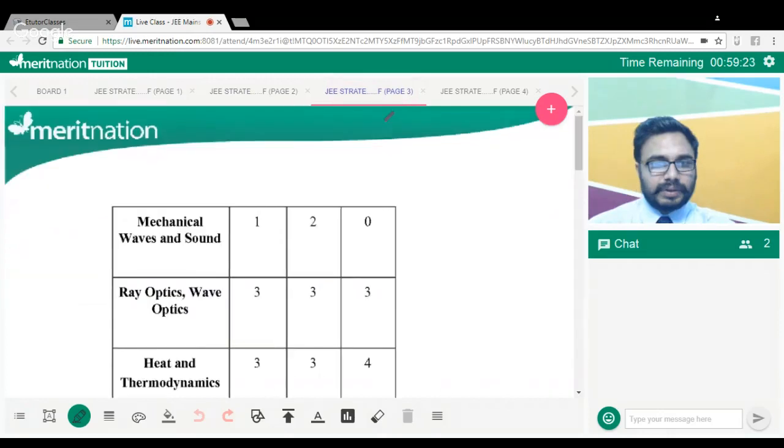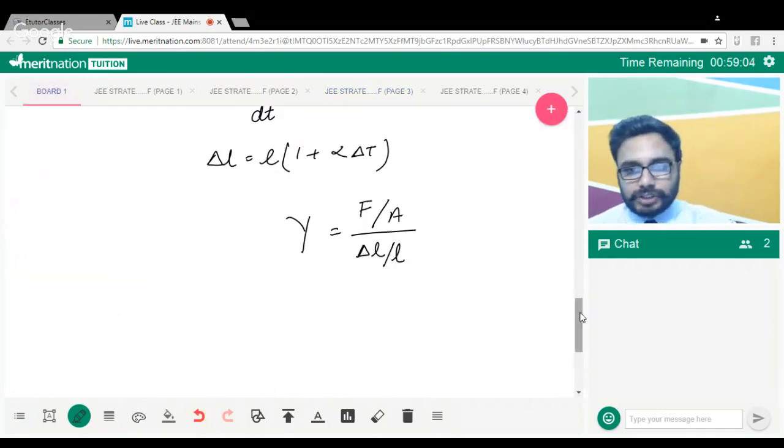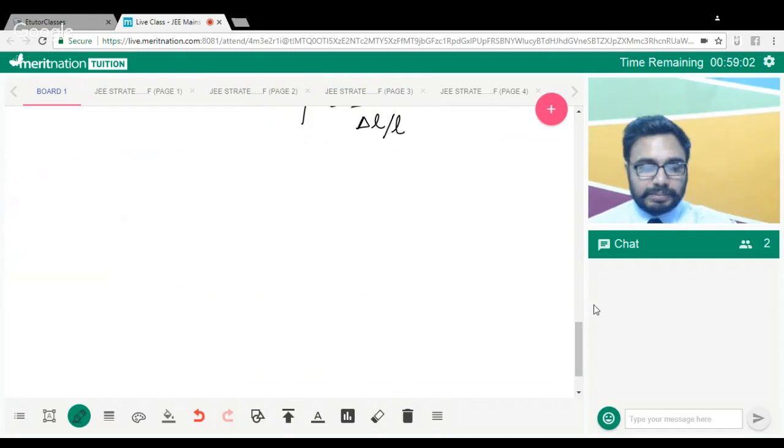Then in mechanical waves and sound, these are the chapters in which people have a bit of difficulty. For sound, particularly the Doppler effect, generally people have issues with the Doppler effect. For the Doppler effect, we should be focusing on a very simple thing.